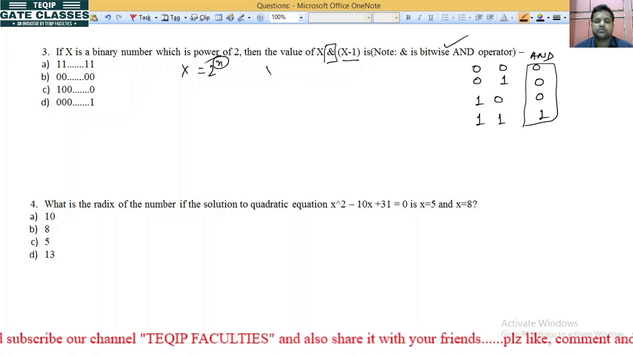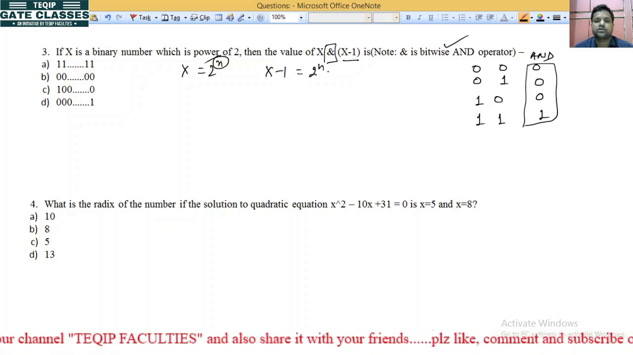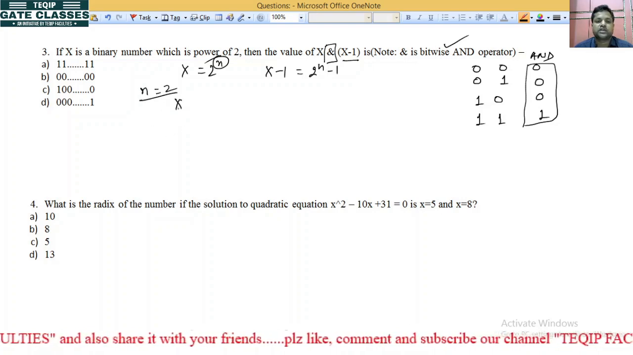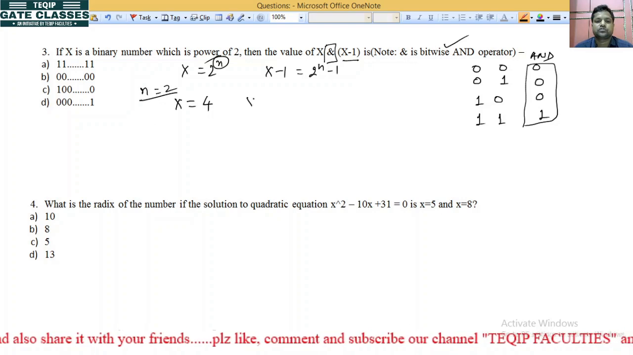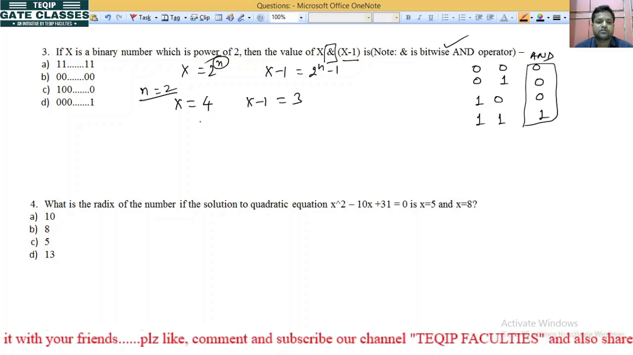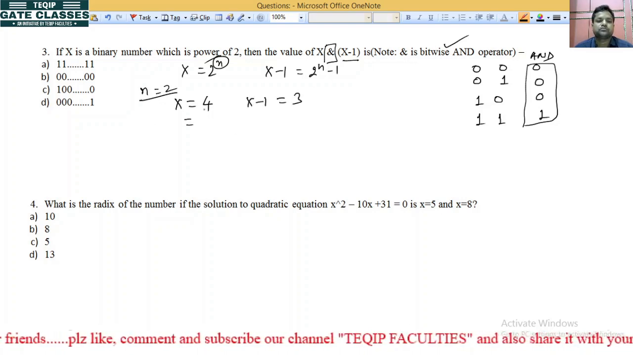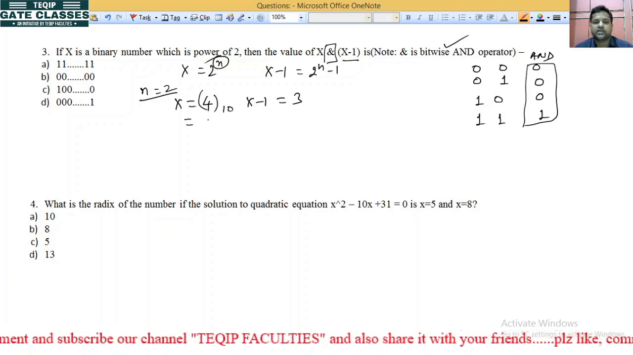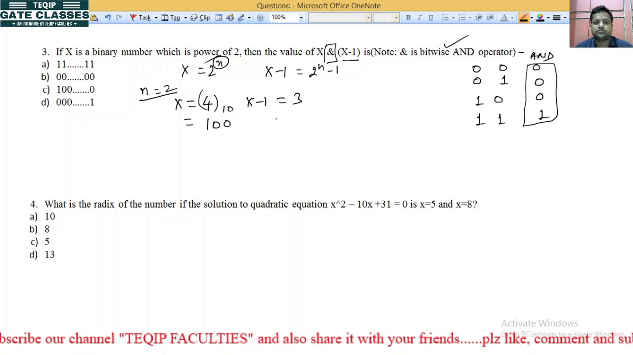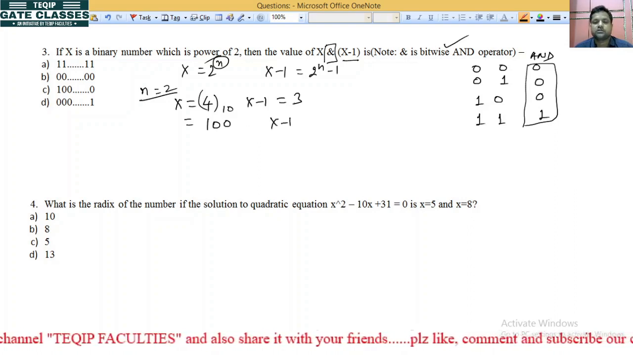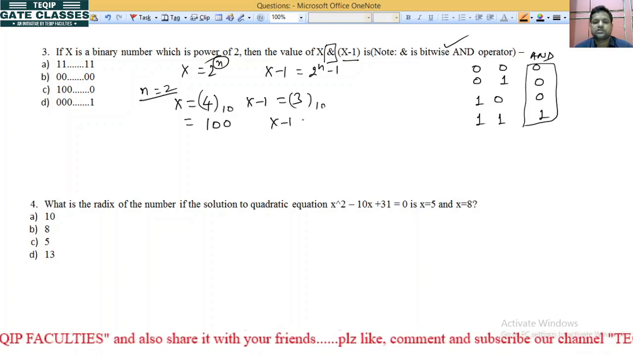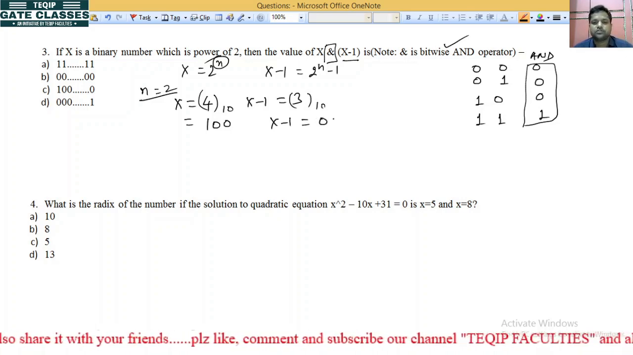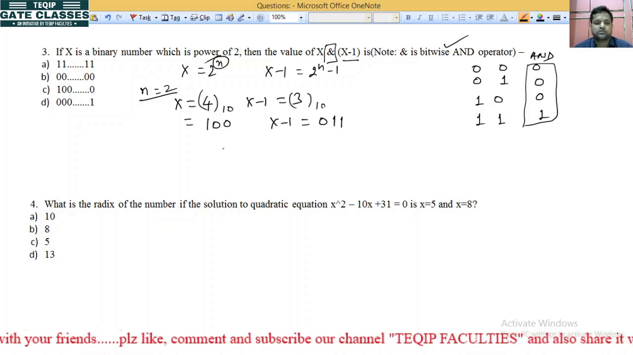but what will x minus 1 be in that case? x minus 1 will be 2 to the power n minus 1. Suppose n equal to 2, so x equal to 4, so x minus 1 equal to 3. 4 is in decimal, so we have to change it to binary. It will be 1 0 0. X minus 1 in decimal is 3, so if we change it to binary, it will be 0 1 1.